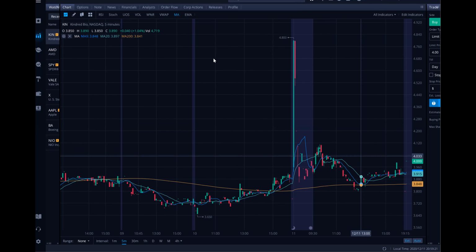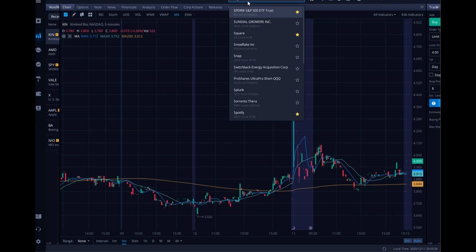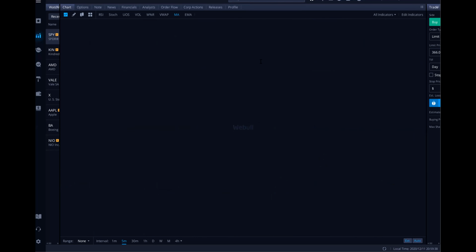So as you can see, here is the 5-minute on Kin. So let's go to 5-minute on SPY. Jesus. Yeah, Kin is such an ugly chart, but it was such a good example of support and resistance on a larger time frame. Nobody play Kin. This is not financial advice, guys.